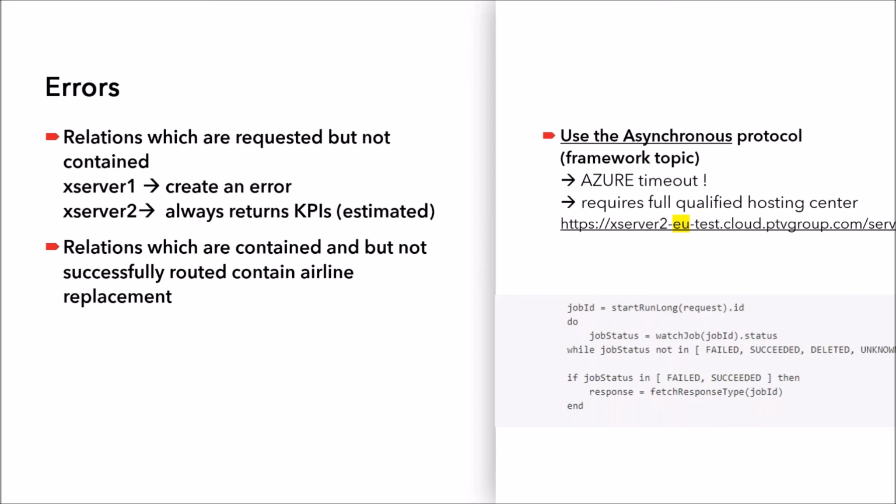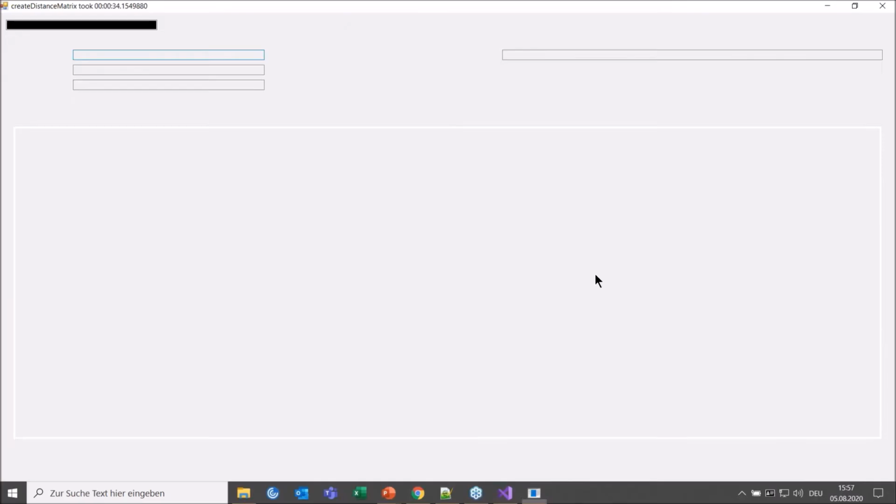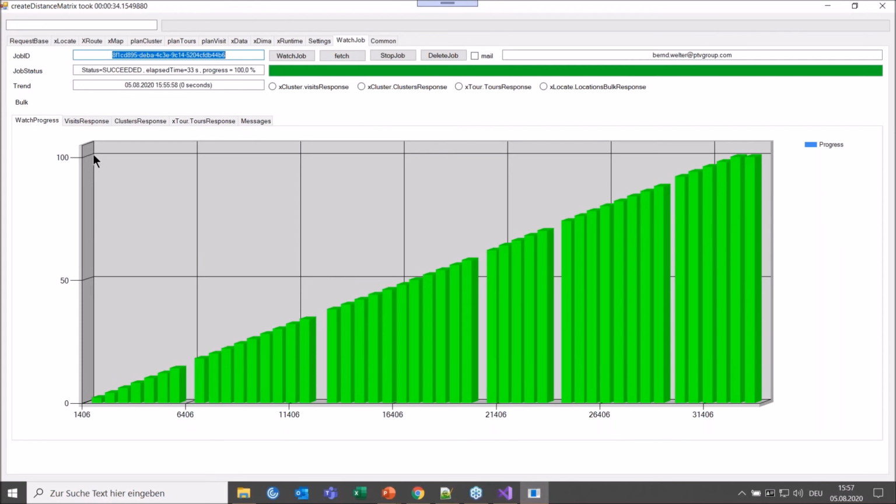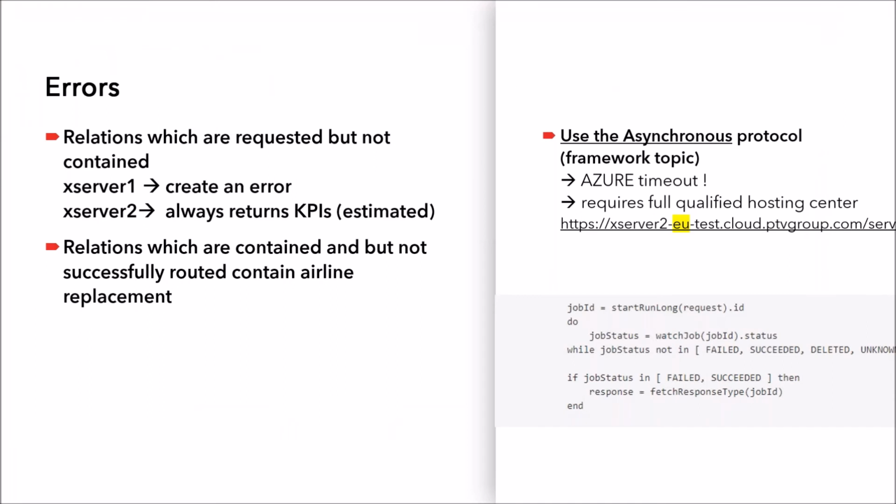And this is why you should work with the asynchronous protocol, because this just creates the start of a task that happens, and then every few seconds I will just perform the watch call, which is responded to immediately. And finally, once I get a new status, which is successful or failed, I will just consume the result. That's quite important. That's only working in Azure with the asynchronous protocol if you are working with larger distance matrices which require more than 3 minutes of computation time.